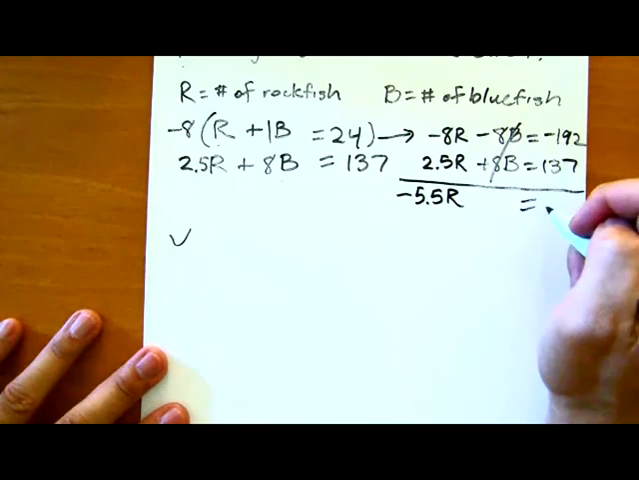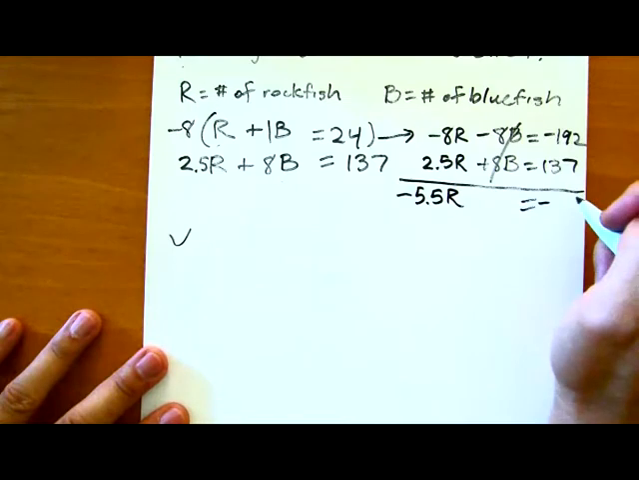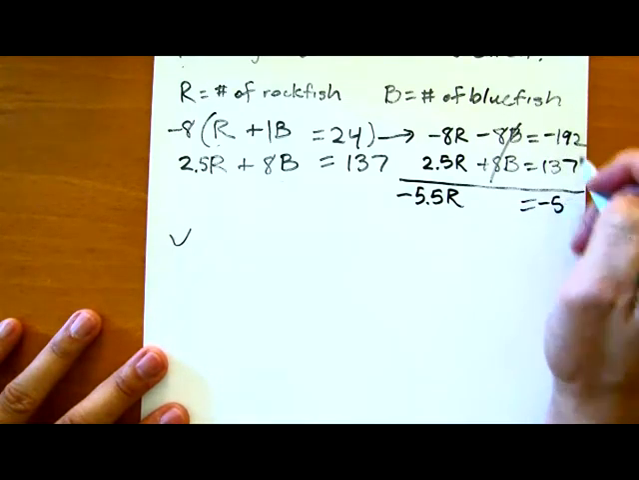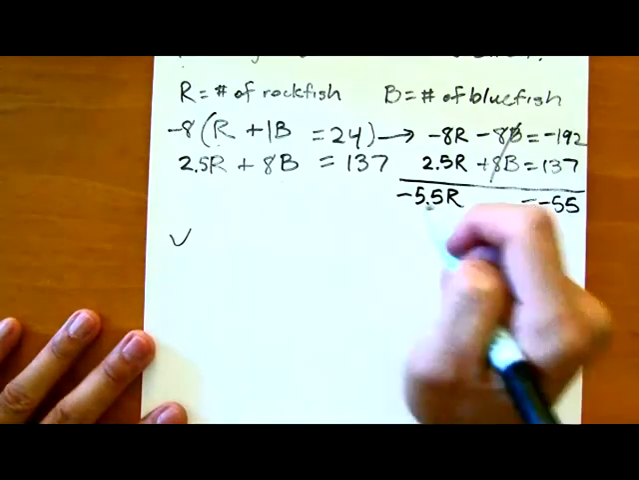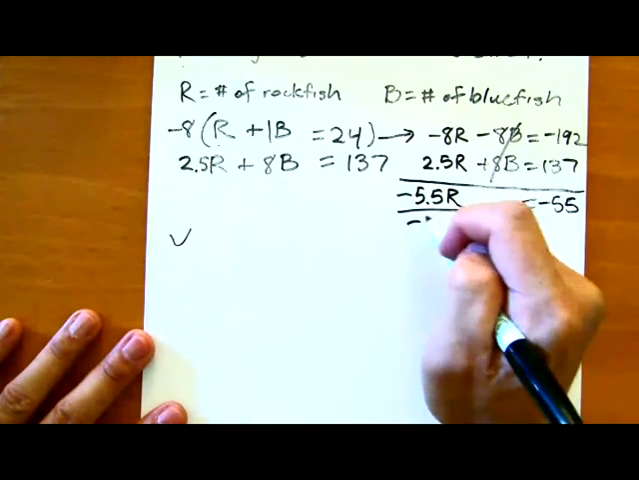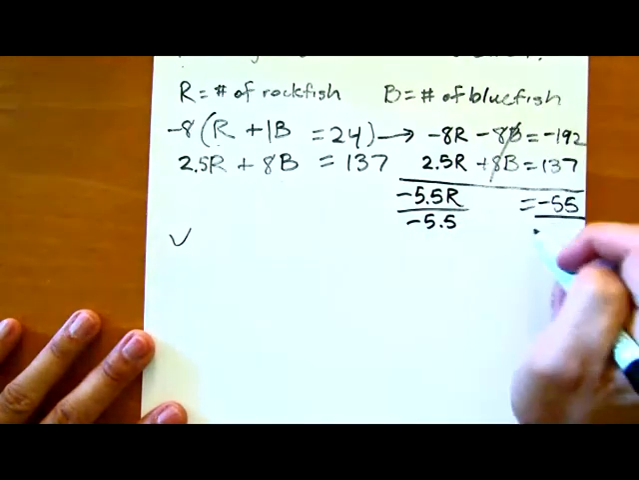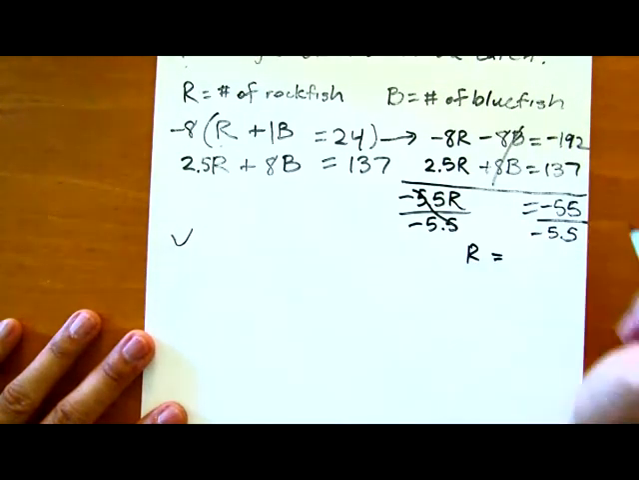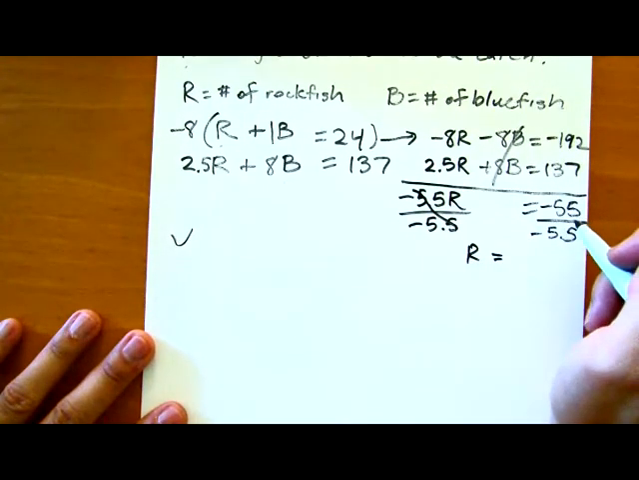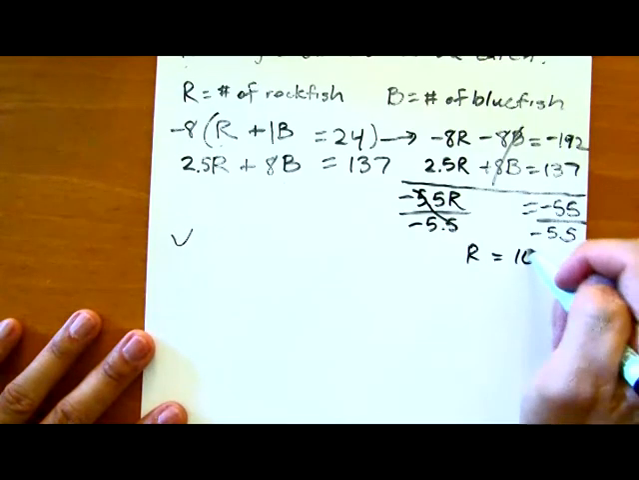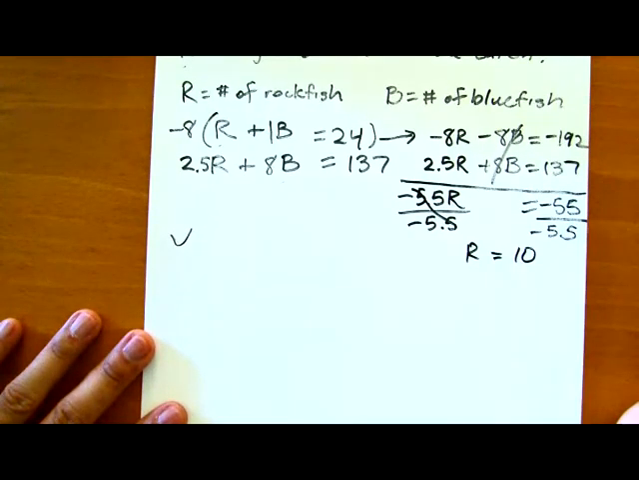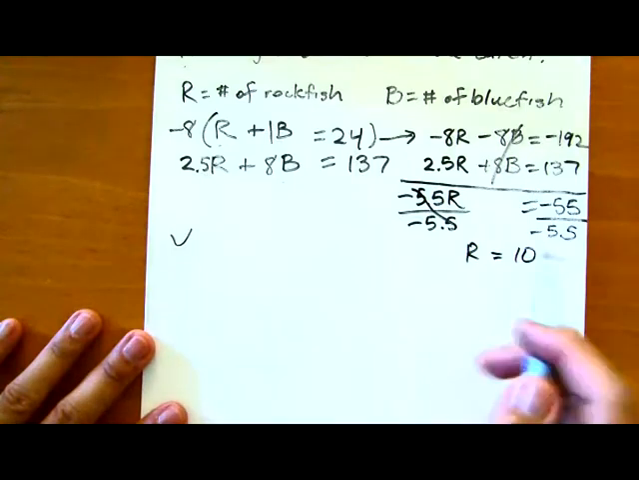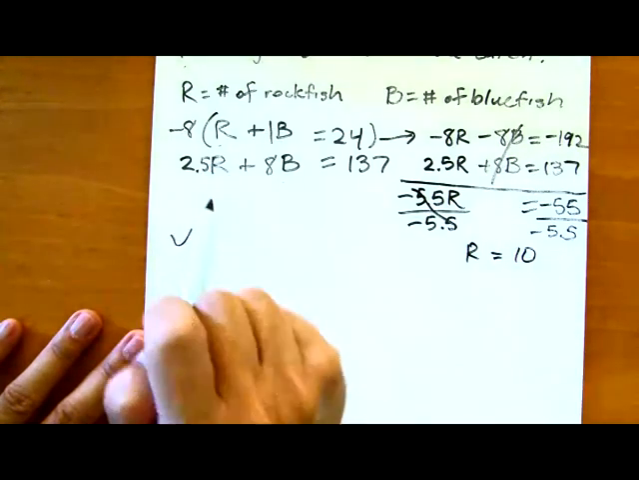If I add straight down here, it's negative 55. Oh, okay, that comes out nice. If I divide both sides by negative 5.5, that cancels. R equals 10. Now we know the number of rockfish, we can figure out the bluefish.